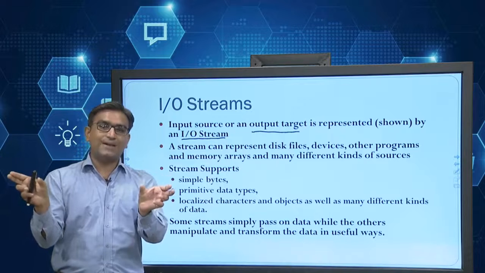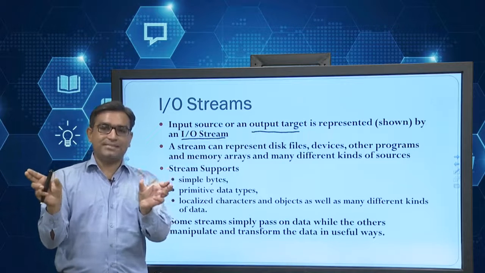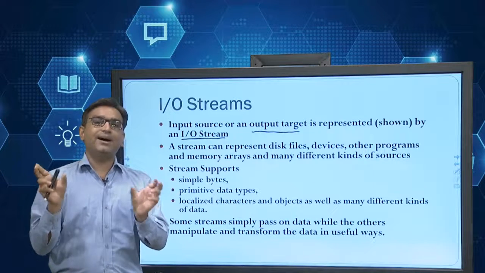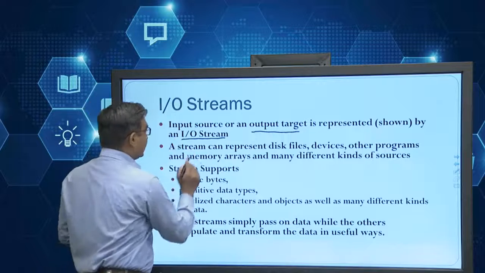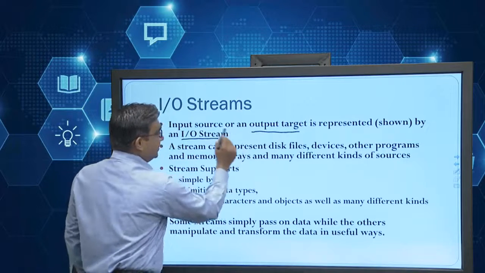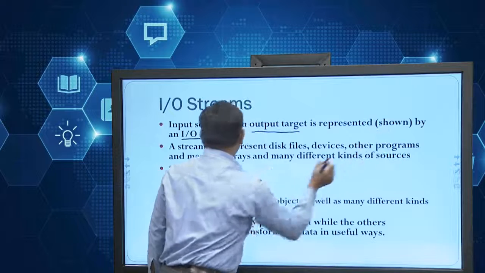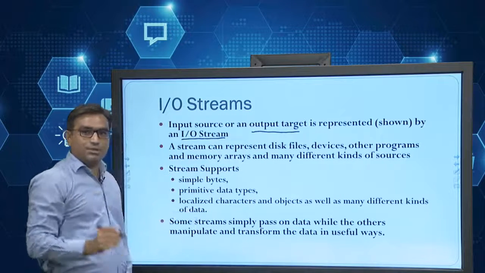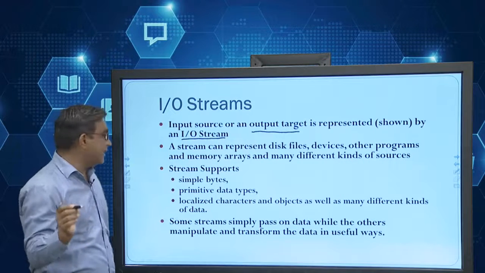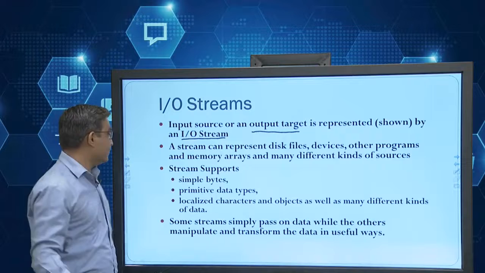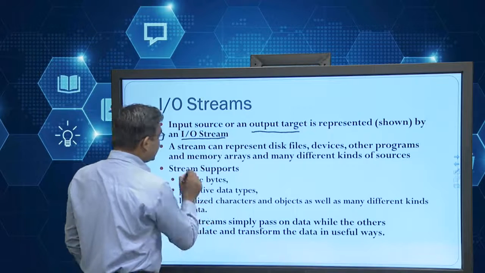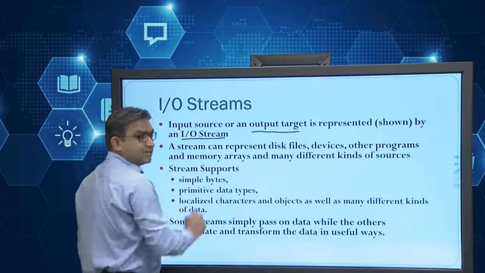So that's two files, considering ABC as input and XYZ as output. So the input source is ABC and the output source is XYZ, represented as shown by the IO stream. Whatever IO streams we are playing, those IO streams are going to execute. So a stream can represent a disk file.